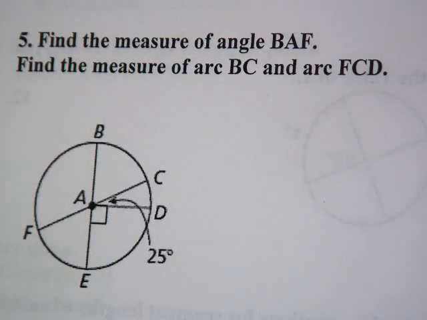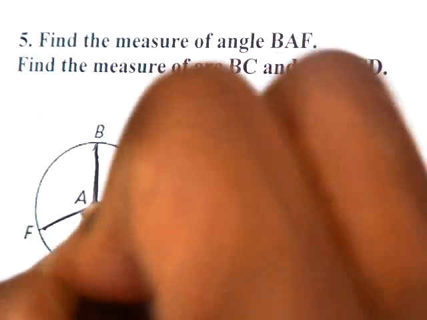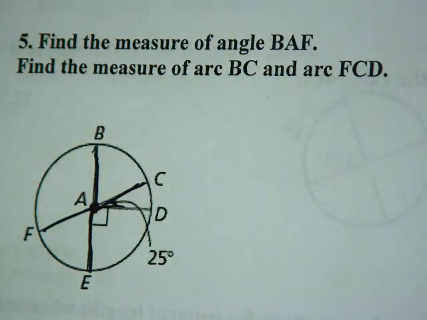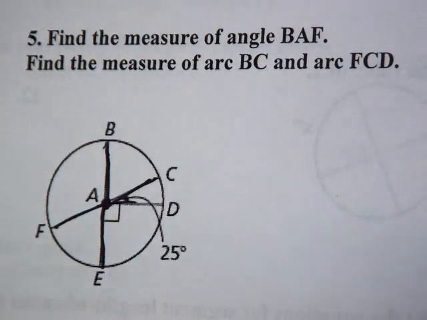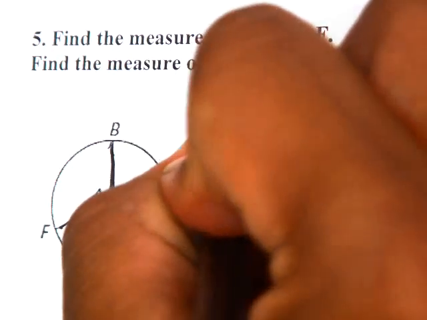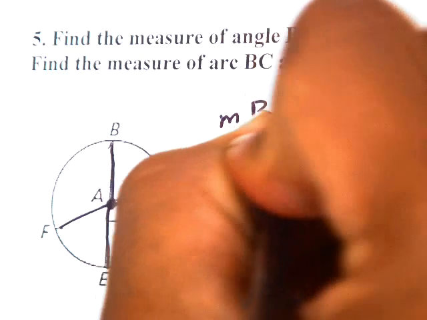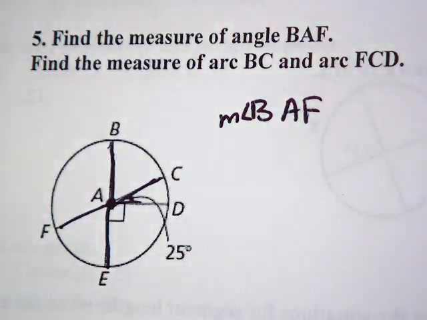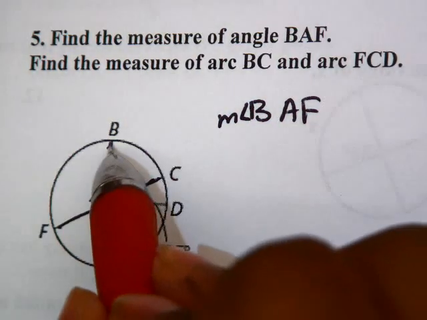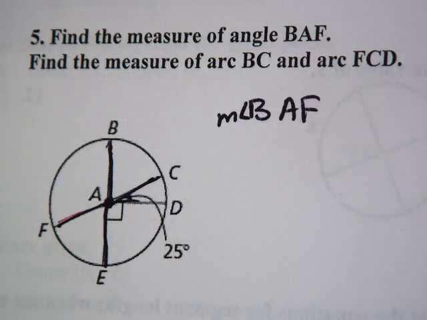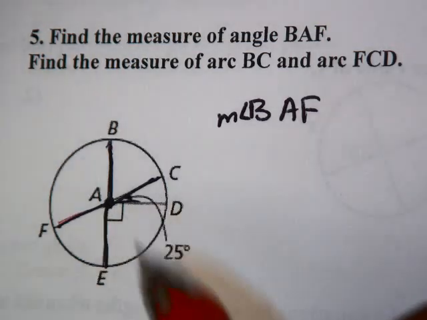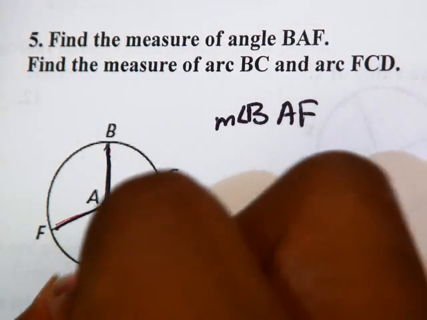Okay, so number 5 is dealing with central angles. Central angles are angles that go through the center of the circle, and they form things that look like pizza slices. I'm supposed to find the measure of angle BAF. That's this angle right here. Well, it might be beneficial for me to find all these parts first, and then I'll find the angles and the arcs.